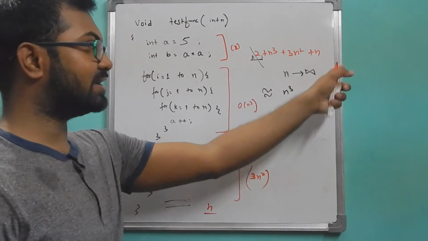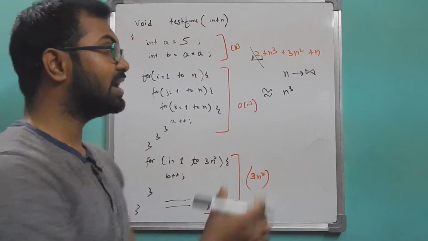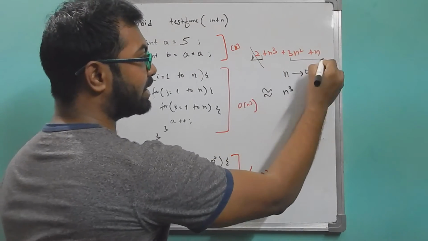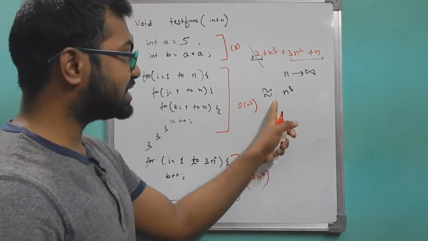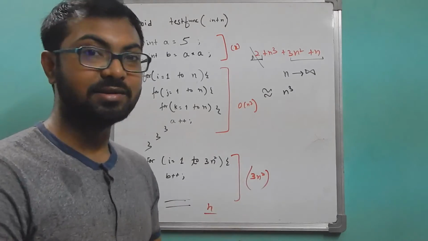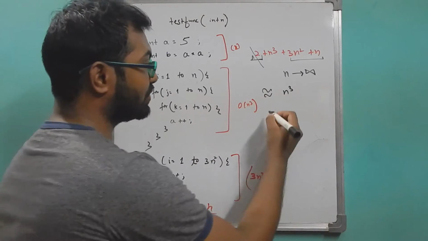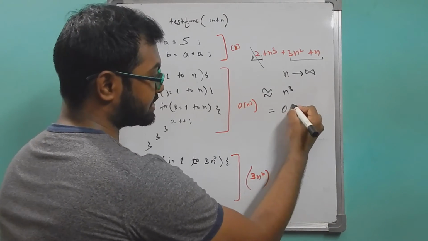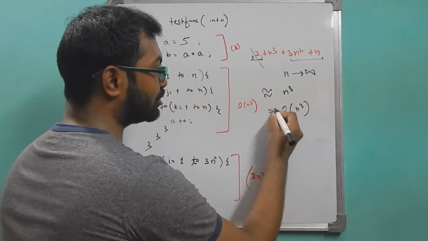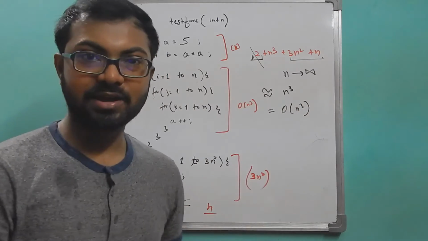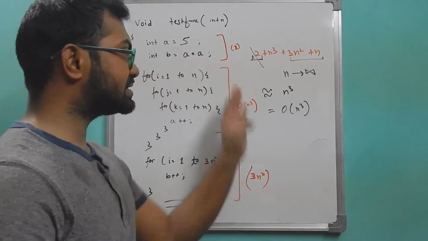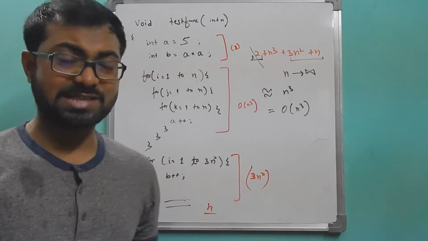So 3n square and all these, in terms of infinity, are very minimal compared to n cube. So you can say it's n cube nearly, and that's how we can say its complexity is big O of n cube. We need to take the highest order in that case, and this is basically one of the examples.